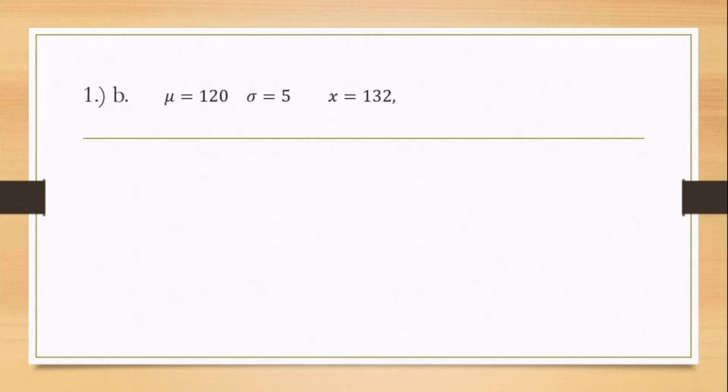Next, the second situation given is the mean, SD, and X as well. We can now find the value of Z with this. Using the standard equation again and substituting the values, we get Z is equal to 2.4.